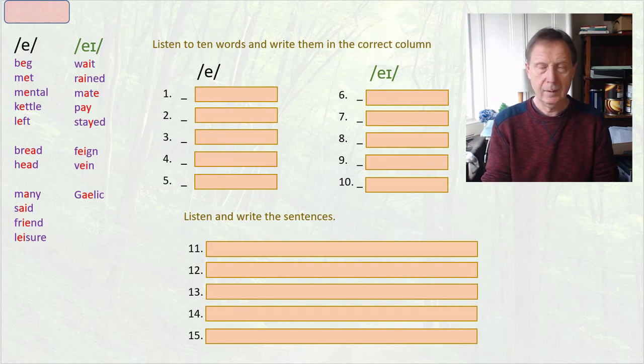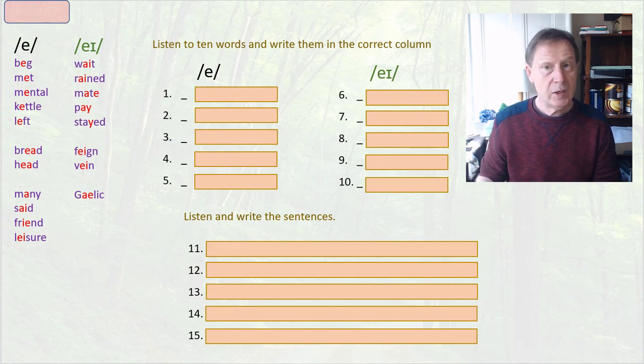Number 6, tail. Number 7, mate. Number 8, chase. 9, fail. 10, pain. All right, those are the individual words.